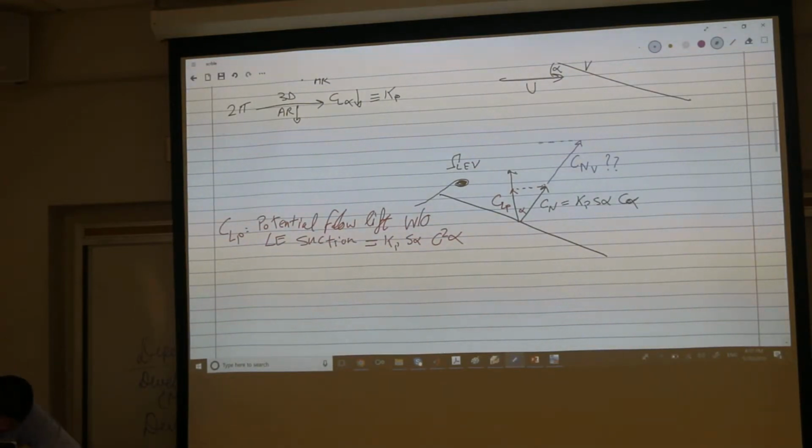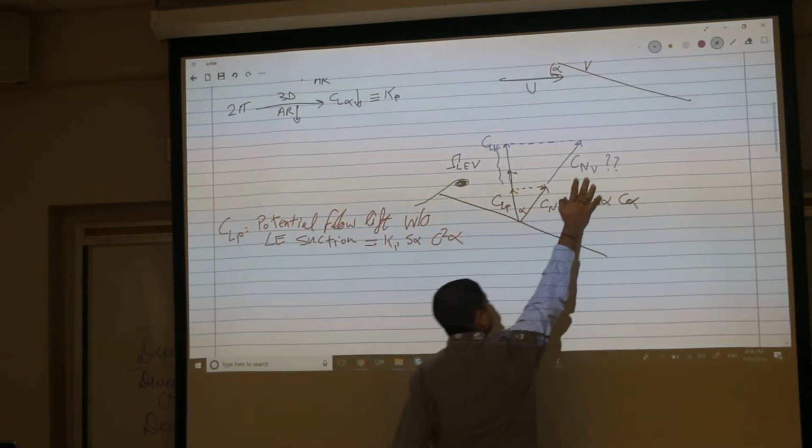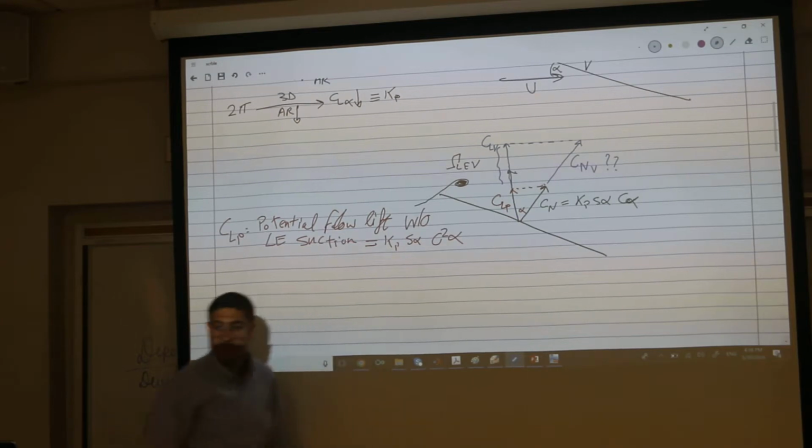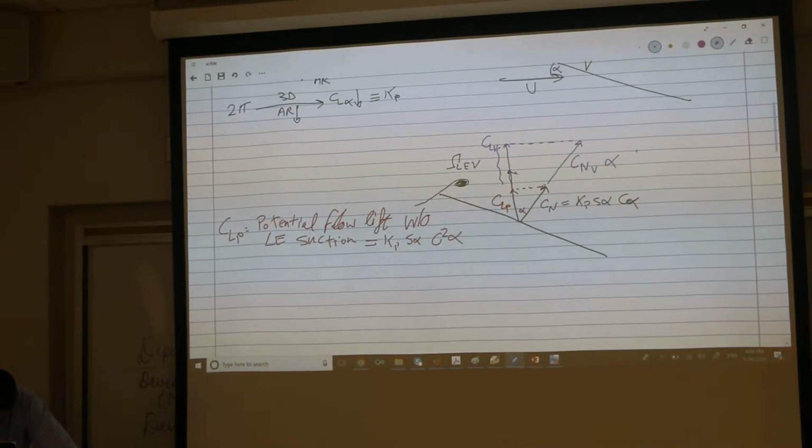Now if you want your total lift, this will be my total lift. The blue part is the CL due to vortex, and the red part is the potential flow without leading edge suction, and you add them together. So we're looking for this guy now, and it was very straightforward to say, well, this is related to the suction force in some sense. So he said that this is actually proportional to the suction force. This one was Kp sine squared alpha, right? So he said the CNV is actually another constant times sine squared alpha.